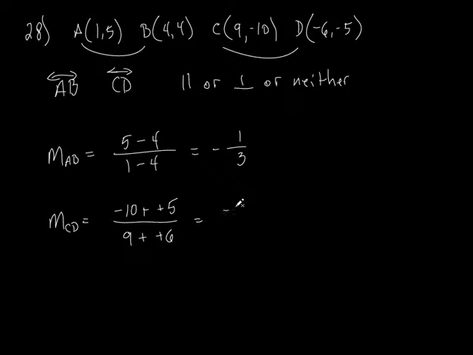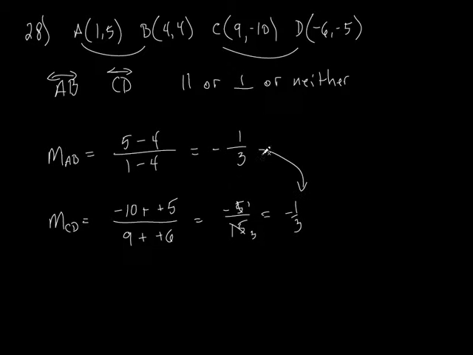Let's see what we get. Negative 5 over, what's that? 15, right? But we reduce this. 5 goes into that once, it goes into that 3 times, so it's negative 1/3. So look, the slope of AB is 1/3, and the slope of CD is, I'm sorry, negative 1/3.